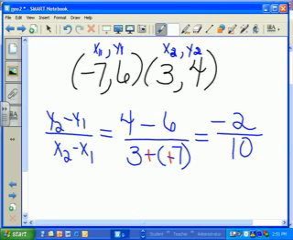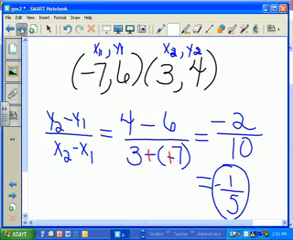And we never want to leave a fraction in an unreduced form, so what number goes into 2 and 10 both? 2. So 2 goes into itself once, into 10 5 times, and it was a negative fraction. Let's do another one.